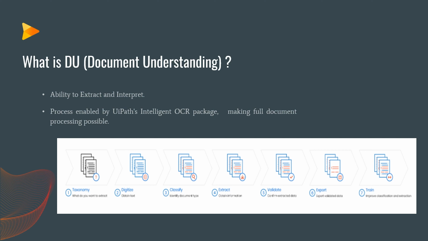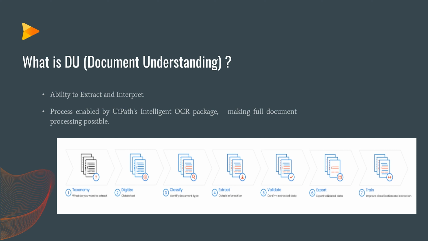Before starting with the Extraction Automation Builder, let's have a quick look at what is document understanding. So DU refers to the ability of RPA robots to read and understand various types of documents such as invoices, receipts, contracts, and emails. This involves using advanced technologies like OCR, optical character recognition, natural language processing, and machine learning. All these are used to extract the relevant information from documents and perform actions based on that information. So that's what DU is.